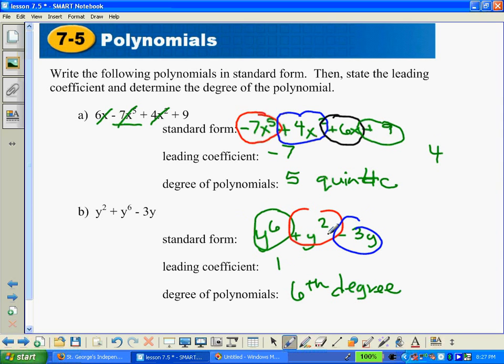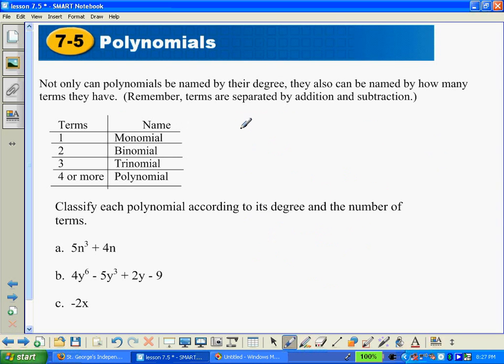A trinomial is a polynomial that has 3 terms, like 4x squared plus 3x minus 1. That's a trinomial. And anything more than 3 terms, you just call polynomial. If you have 4 terms, 5 terms, 28 terms, you call it a polynomial. All of these are polynomials. They just have more specific names, like a binomial or a trinomial.